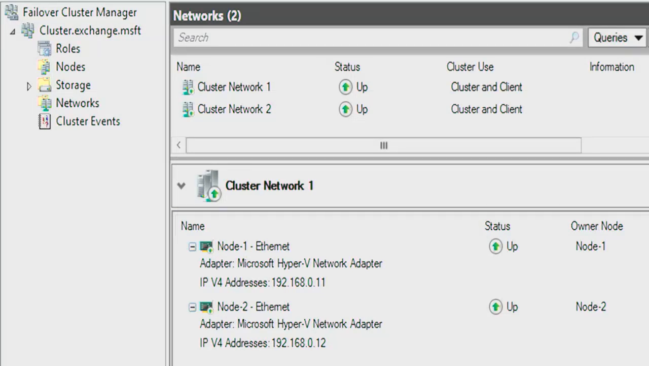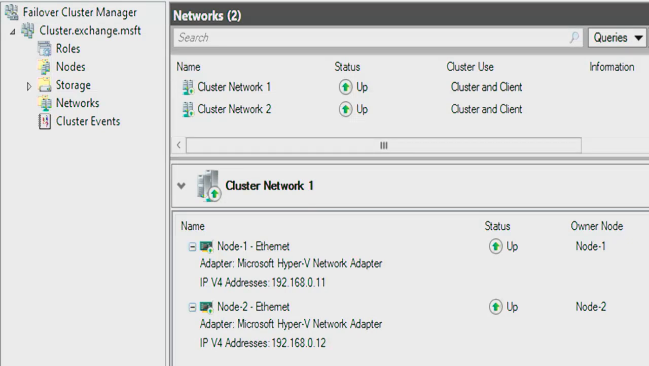Now, this is also the method by which the DAG determines whether or not an interface can be utilized for replication. So as you can see here, cluster has a state for the entire network, but it also has a state for the individual interfaces. If an individual interface is up, the assumption by the DAG is that it can be used for log shipping if that network is enabled for replication, right?